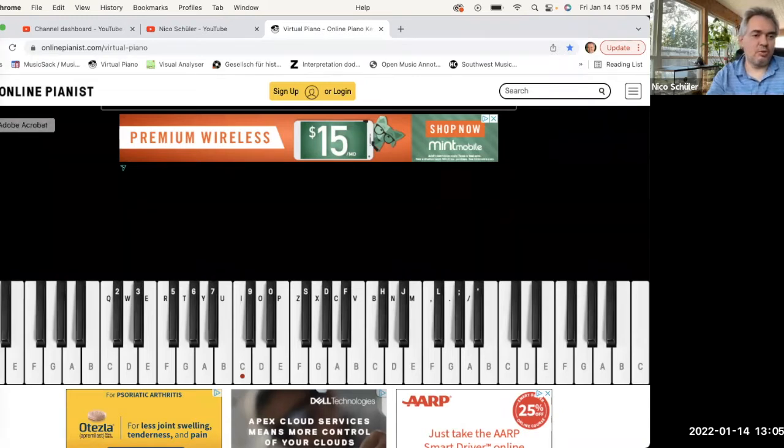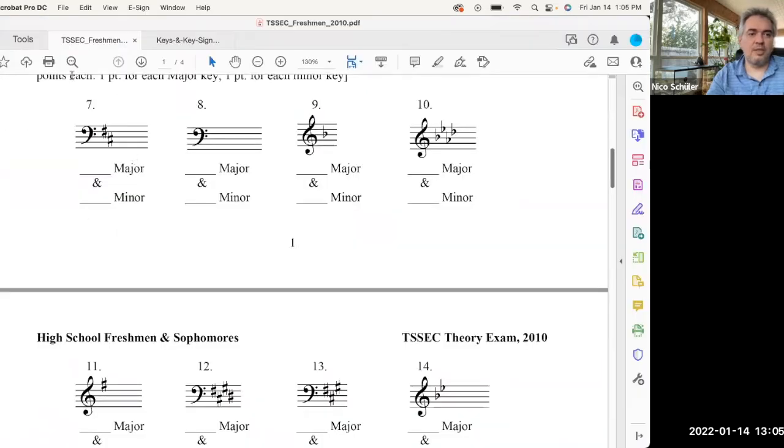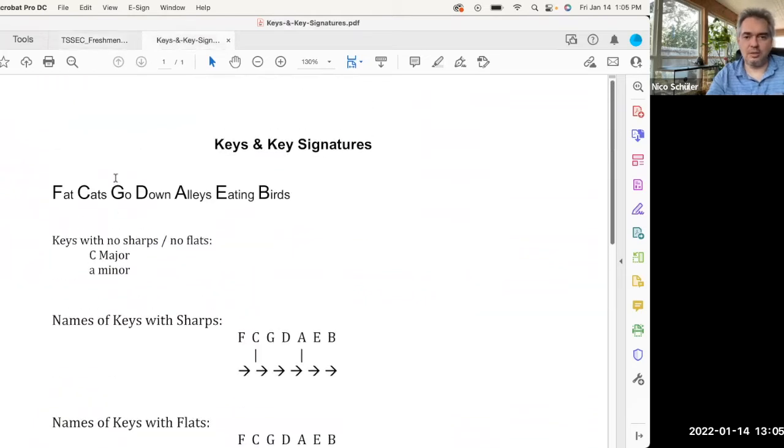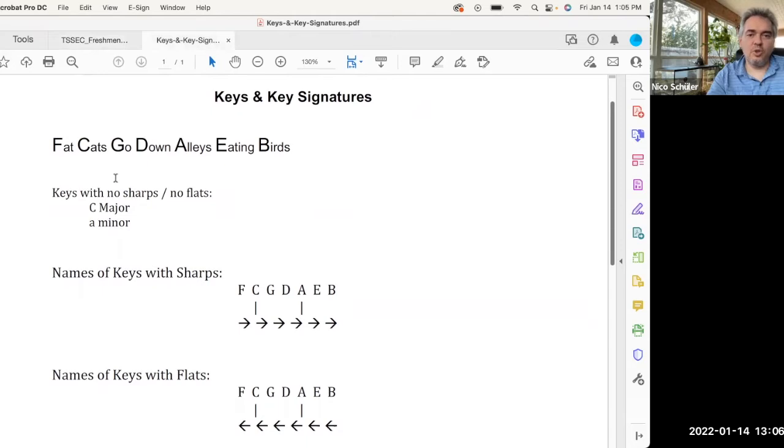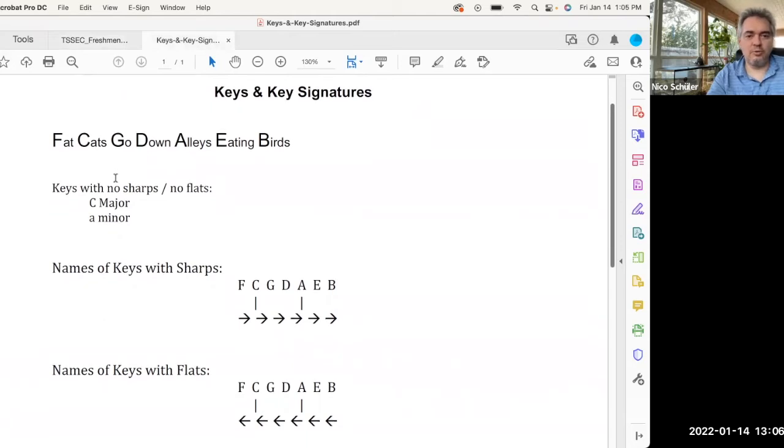So we can also look at a different handout that I have. You will be able to download this PDF file from the comment section of this video. So what works very well for most students is this acronym: FCGDAEB, Fat Cats Go Down Alleys Eating Birds. And in this order of letters, we can identify several things.